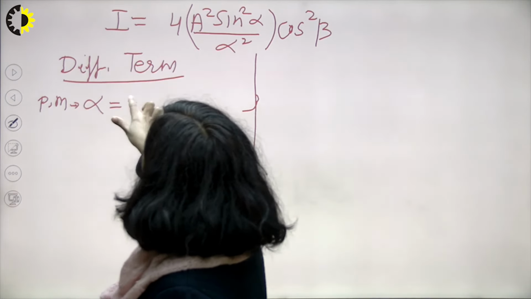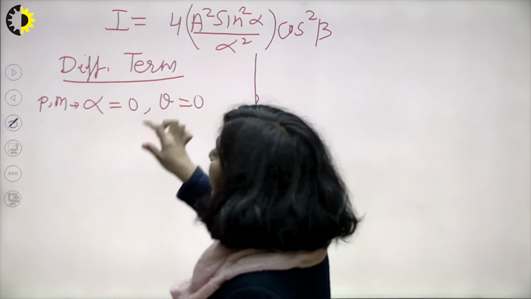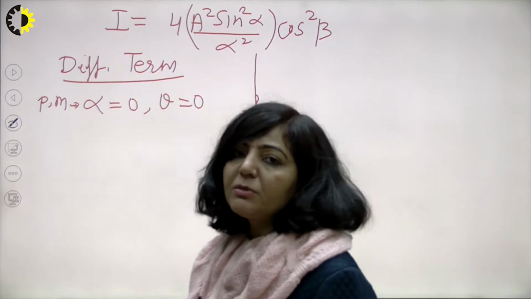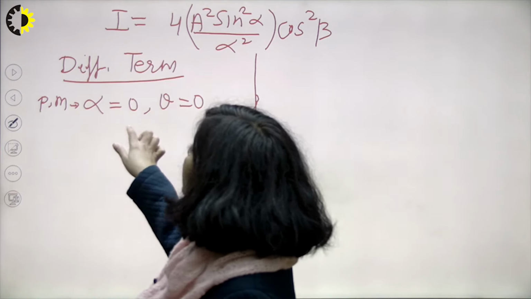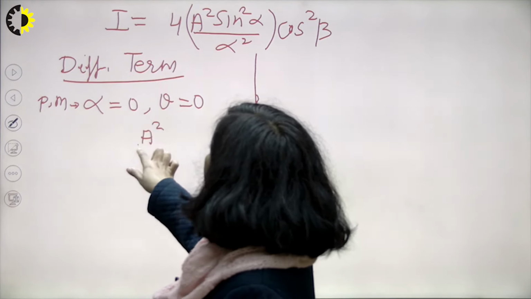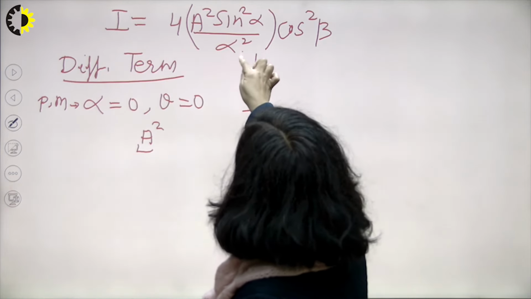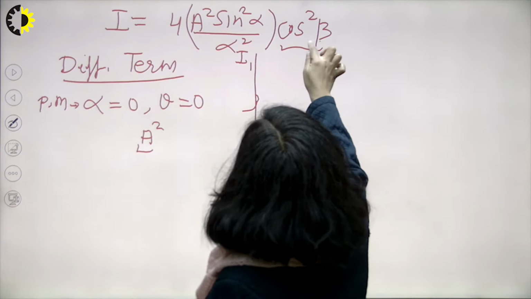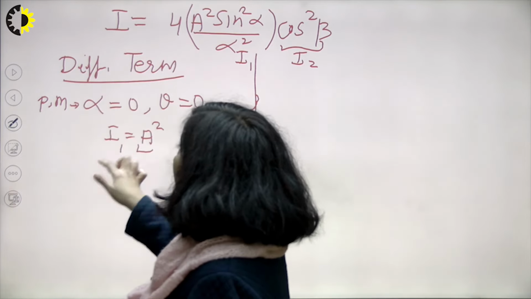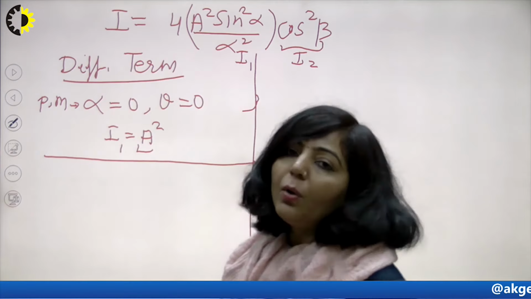When alpha will be 0, when theta will be 0, that we have already done in our previous lecture. Alpha 0, theta 0, that will be your principal maxima. And for that principal maxima, the maximum intensity is a square. So this will be the value of, I am writing it as I1 and I am writing it as I2. So this I1 will be equal to a square for principal maxima when theta is 0, alpha 0.